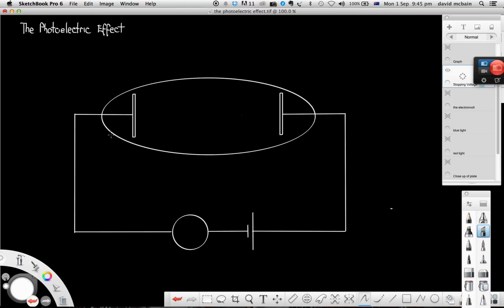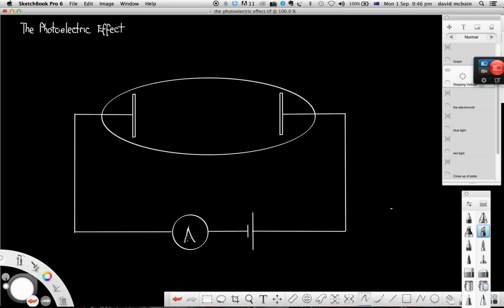The arrangement is we've got basically this glass tube which has had all the air, or nearly all of the air, evacuated out of it. So it's as much of a vacuum in here as possible. And we've got two electrode plates, or two metal plates. And these metal plates are connected via a circuit out here, and they go through an ammeter.